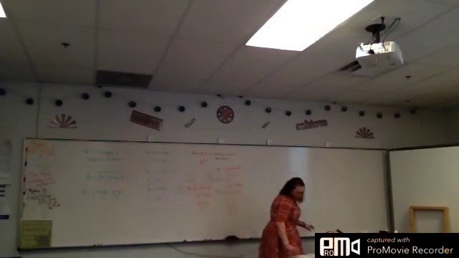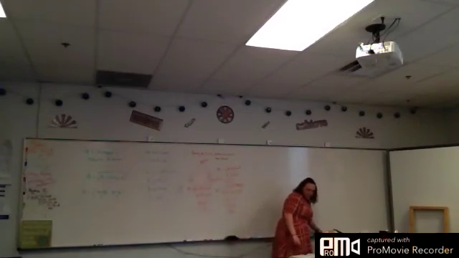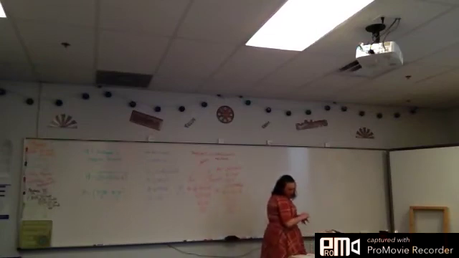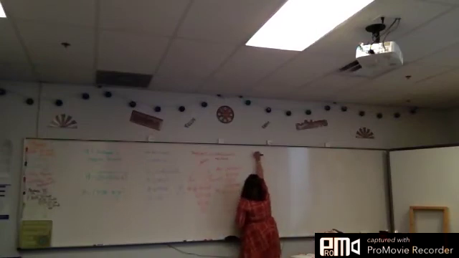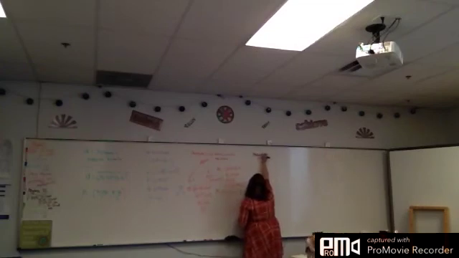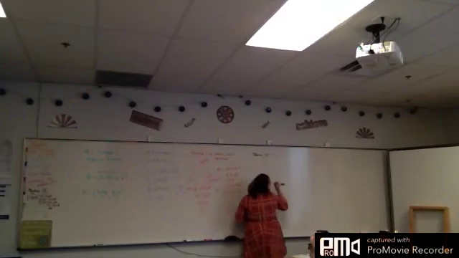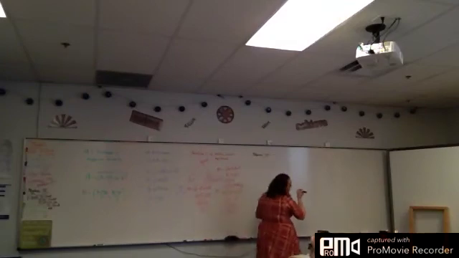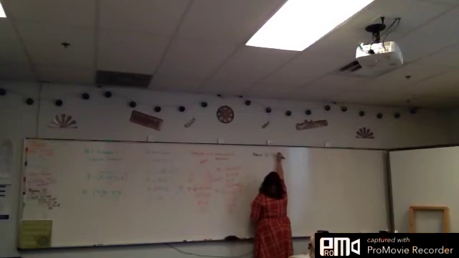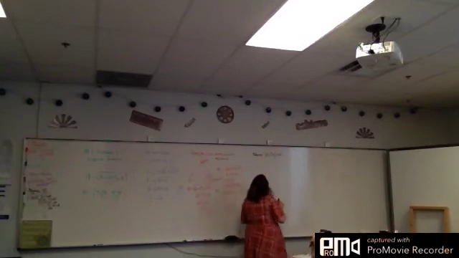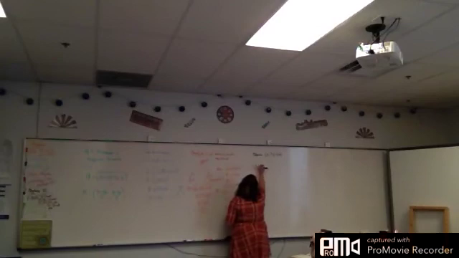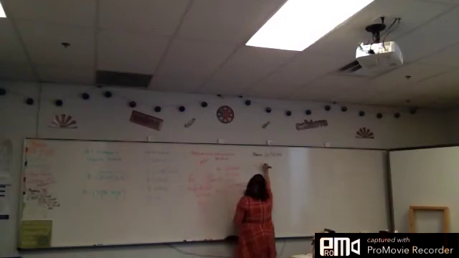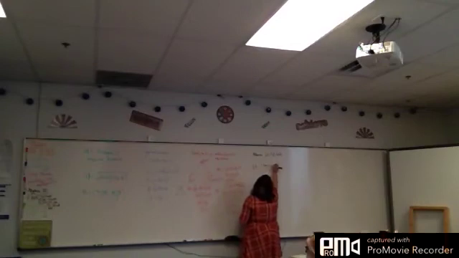Now, find the midpoint of the segment joining -5, 1, and -1, 6. Okay, how do I find the midpoint of that? You do -5 plus -1 over 2, and I do 1 plus 6 over 2.